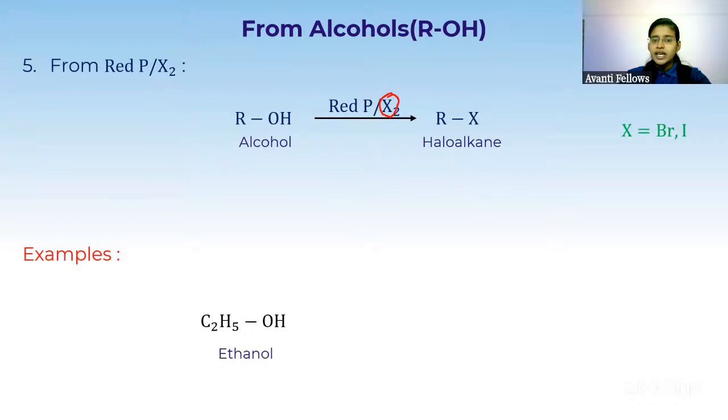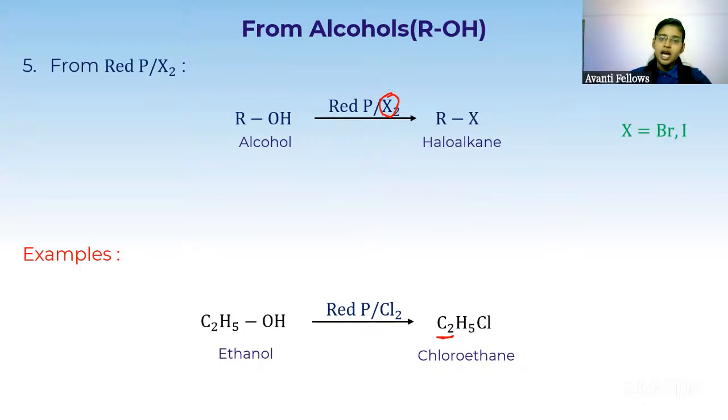So coming to the example, if I have an alcohol, ethanol, if I try to treat it with red phosphorus and chlorine, what will be the product? It will be C2H5Cl, and that's it. This is called chloroethane. Since we have two carbons, it is ethane. So it is chloroethane. So this is the fifth method of preparation from alcohol.